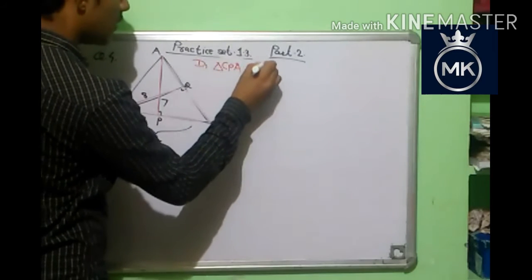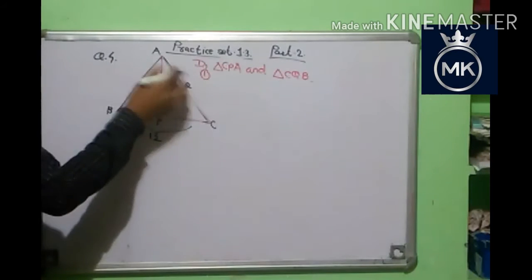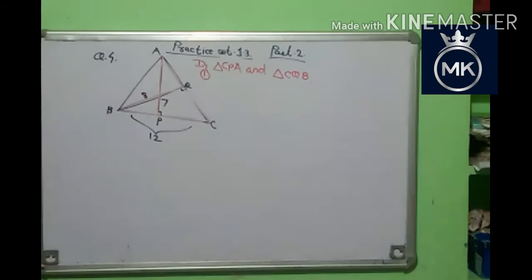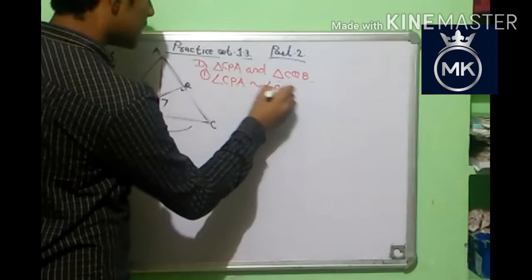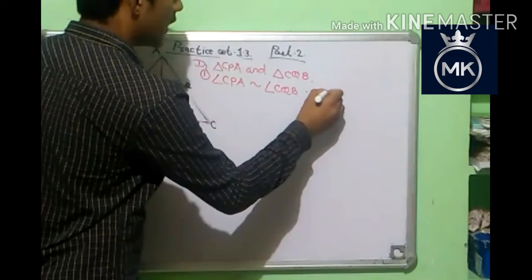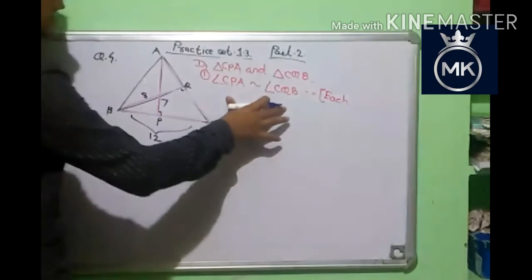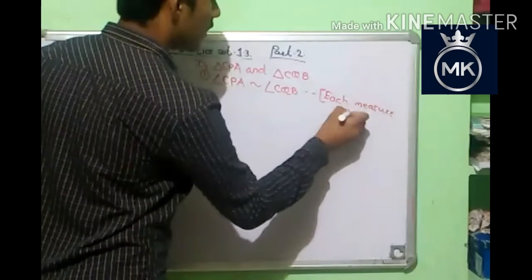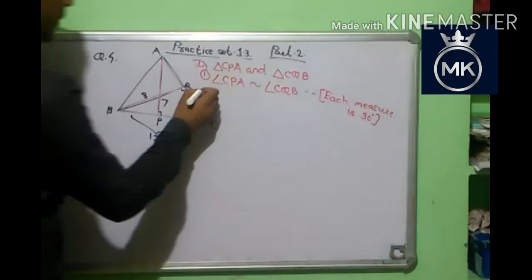So friends, in triangle CPA and triangle CQB, the first pair is angle CPA and angle CQB, because, please write this reason in the comment box, each measure is 90 degrees. The measure of each angle, both angles, is the same, 90 degrees. So we write here each measure is 90 degrees. So the first pair is complete.